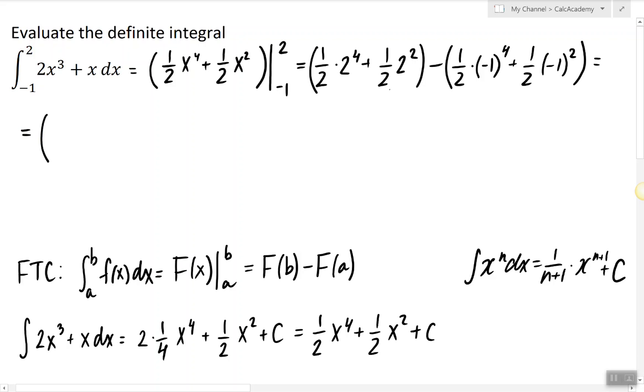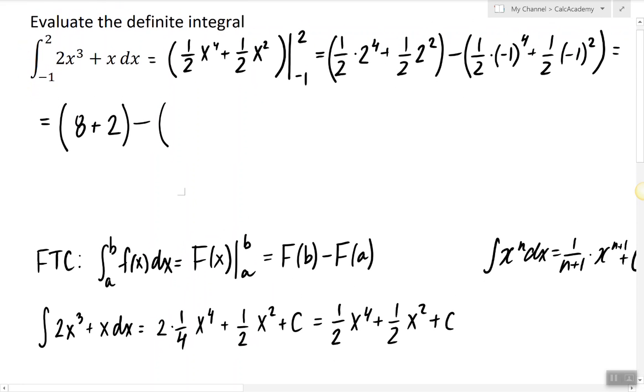The first set of parentheses: 2 to the 4 is 16, 16 over 2 is 8. 2 squared is 4, 4 over 2 is 2. And now looking into the second set of parentheses, we have negative 1 to the 4, it's 1. So we have 1/2 plus 1/2 times negative 1 squared, which is also 1/2.